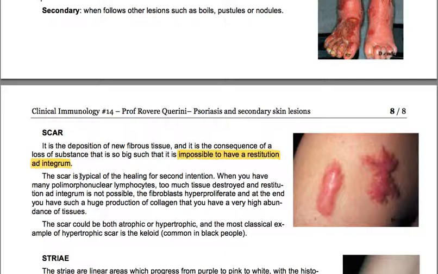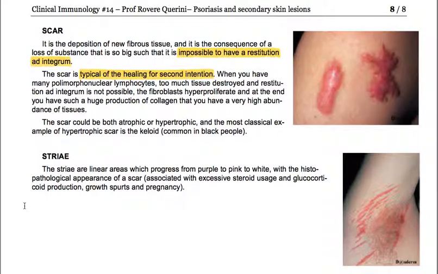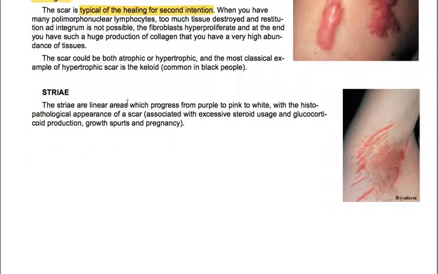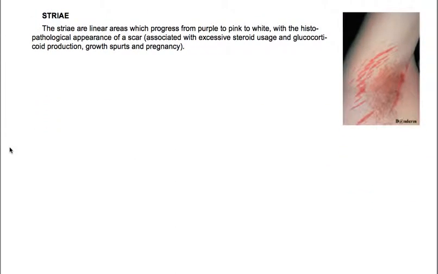When you have many polymorphonuclear cells, too much tissue destroyed and restitution ad integrum is not possible, the fibroblasts hyperproliferate and at the end you have such a huge production of collagen that you have a very high abundance of tissue. The scar could be both atrophic or hypertrophic, and the most classical example of hypertrophic scar is the keloid, which is common in black people. Stria are linear areas which progress from purple to pink to white with the histopathological appearance of a scar, which is associated with excessive steroid usage and glucocorticoid production, growth spurts, and pregnancy.